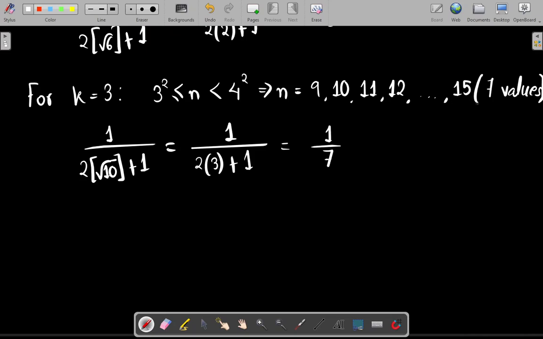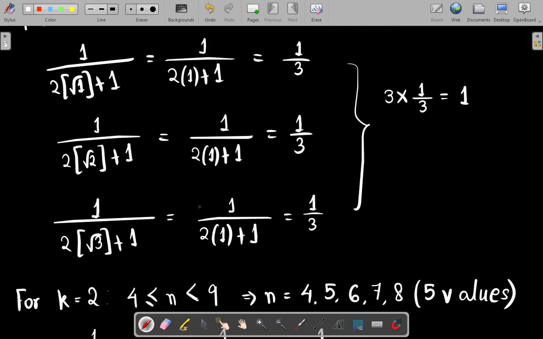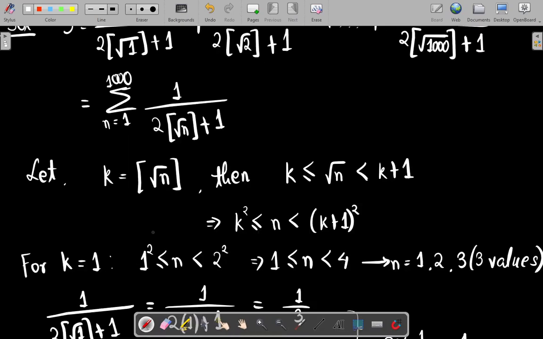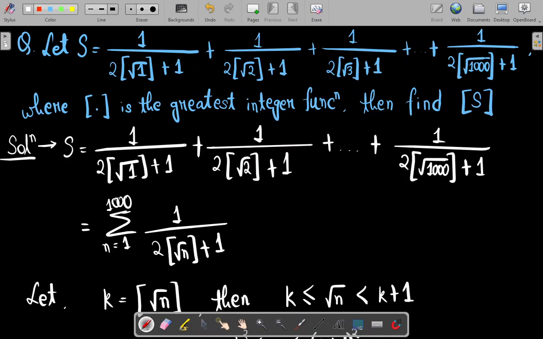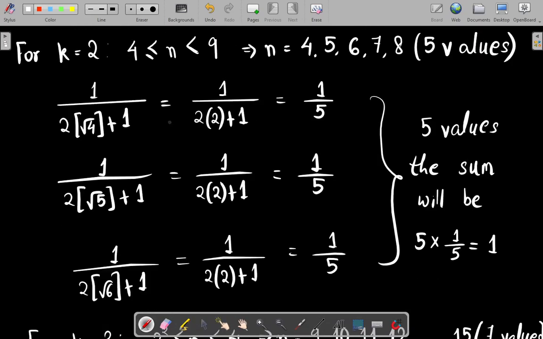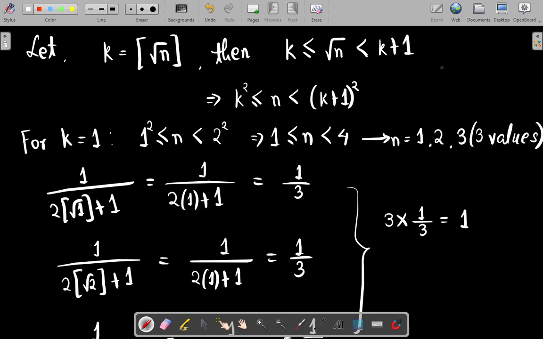So you see a pattern here, right? Here are 7 values, and each value will be equal to 1 upon 7. So the sum will be 7 terms, each having the value 1 upon 7. So the sum is again 1. This is the pattern here. For each k equal to 1, 2, 3, 4, we are getting the entire sum to be equal to 1. Okay, so the last term is 1000.